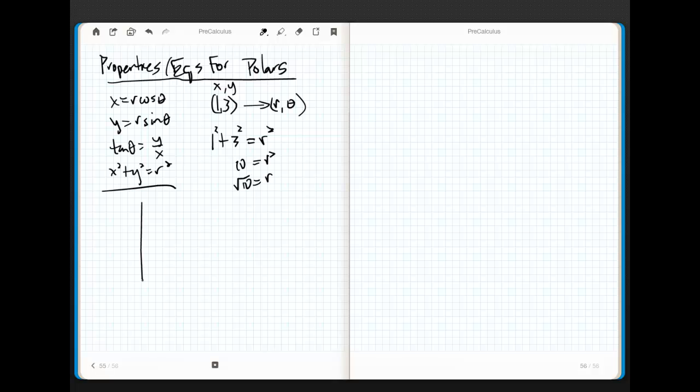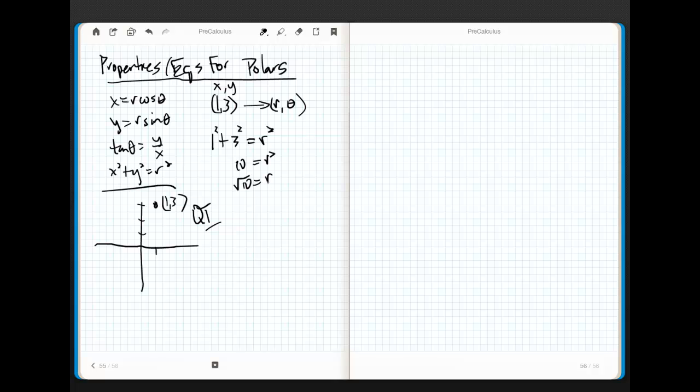We've got to be really, really careful here. Where do I know that (1, 3) is? Well, I go over 1 and I go up 1, 2, 3, and that's the point (1, 3). It's in the first quadrant. Now, why is that important? Well, I'm going to show you in just a second.